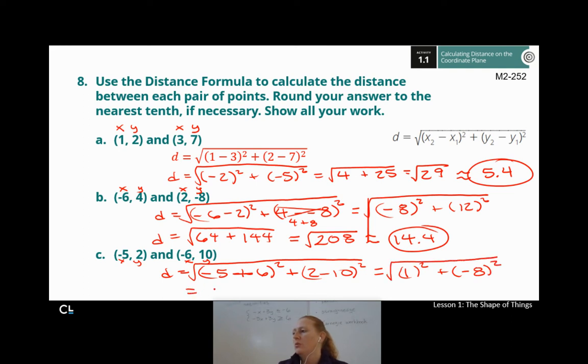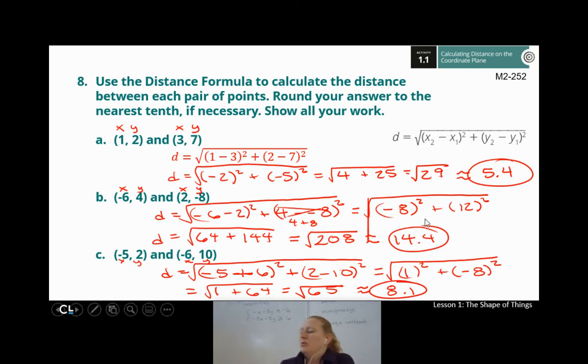Of course, 1 squared is 1. -8 times -8 is 64. 1 plus 64 is 65. And that's why I have a calculator. The square root of 65 is about 8.1-ish.